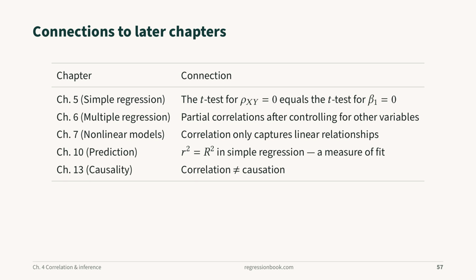This table places the chapter in the book's arc. The zero correlation t-test will reappear as the slope t-test in simple regression. Multiple regression brings partial correlations. Non-linear models remind us correlation sees only the linear part. In prediction, the squared correlation is the R-squared of simple regression, and causal analysis begins where correlation ends.